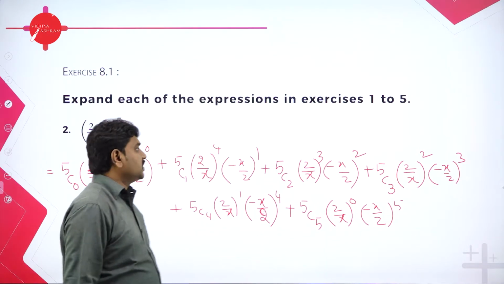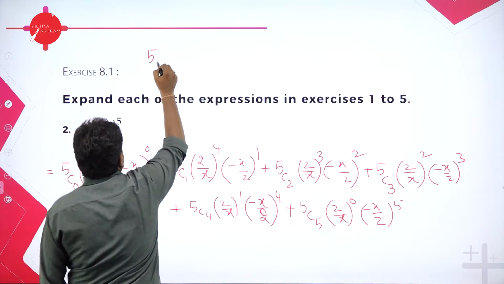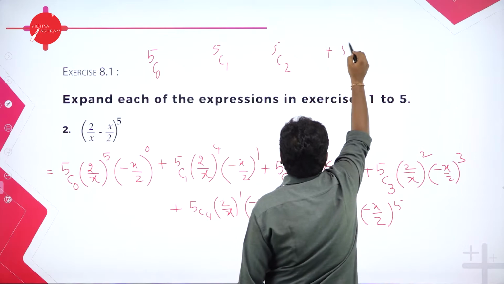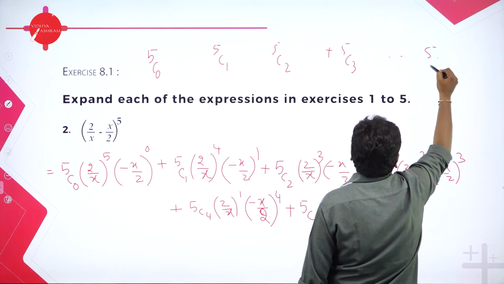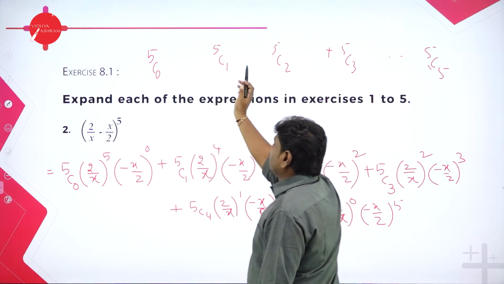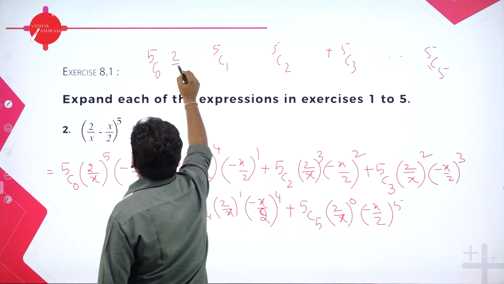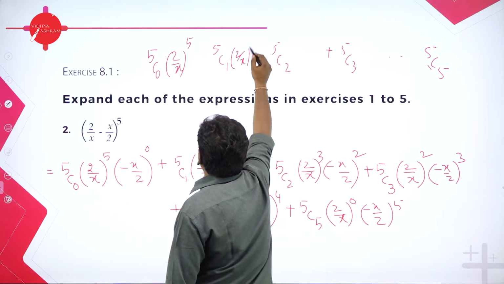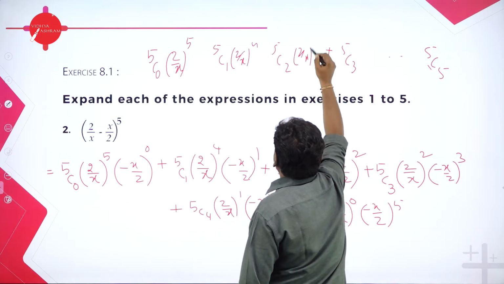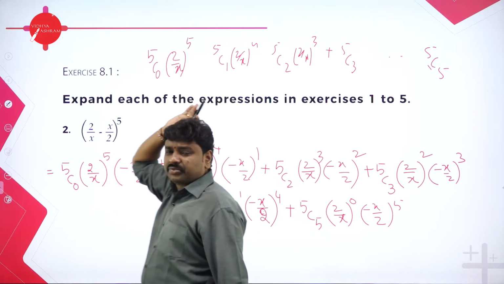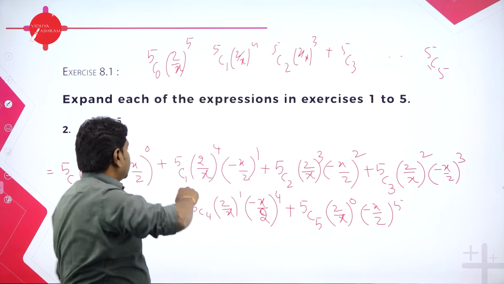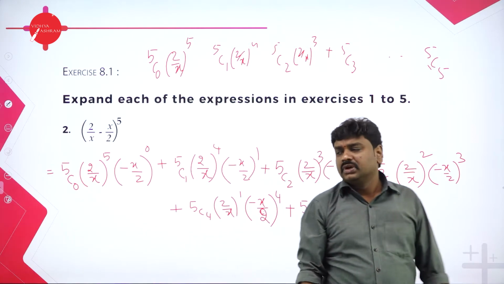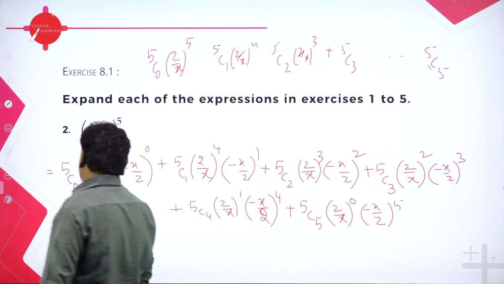So expansion is easy. First we'll take 5c0, then 5c1, then 5c2, then 5c3, until 5c5, till these two become equal, go on increasing. Then first term power, take the highest power 5, then go on decreasing: 2 by x power 4, then 2 by x power 3, like that until it becomes 0. Second term power starts from 0 and goes on increasing 1, 1, 1. That's it. Now we'll substitute the usual values.